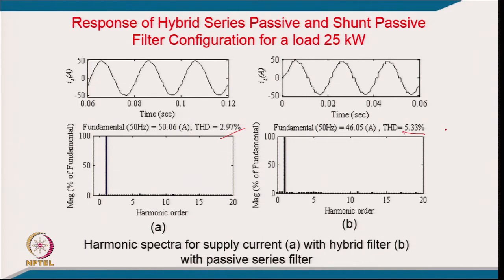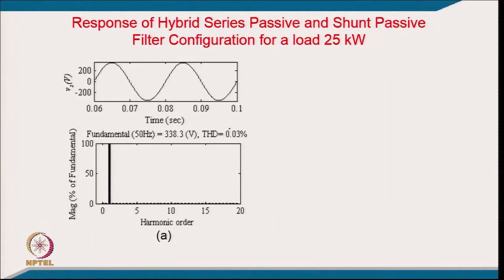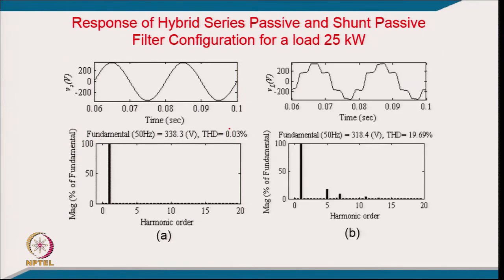With the passive series filter only it is 5.3, but it certainly blocks a large number of harmonics, since the total harmonic distortion for this kind of load without a filter is around 60 to 65%, which is reduced to 5.33% by the series filter, and if we put the shunt then it further reduces to 2.97%. Well, the voltage at the source is also improved, because now we are not drawing the harmonic currents from the supply, so it reduces to much less than 1%.